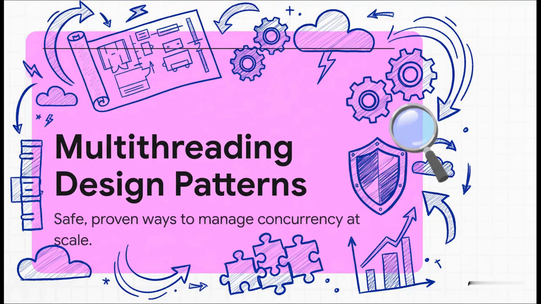So what are these things exactly? The best way to think about them is like architectural blueprints for your code. They are reusable, well-understood solutions to these common concurrency problems. So instead of just guessing and hoping for the best, you can apply a pattern that is known to work safely and efficiently, especially when you need to scale up.